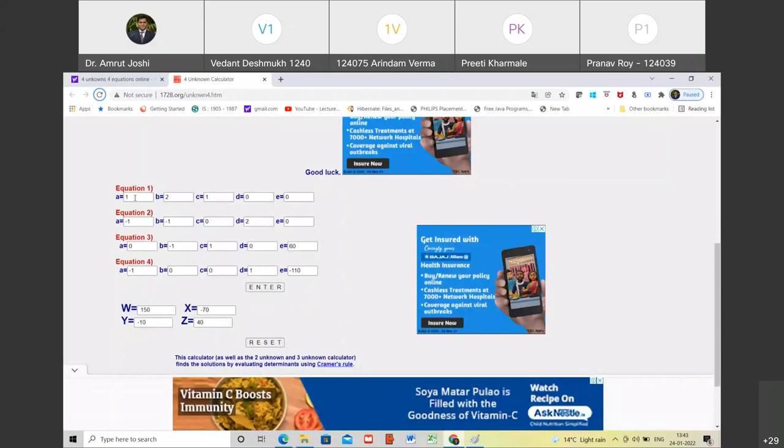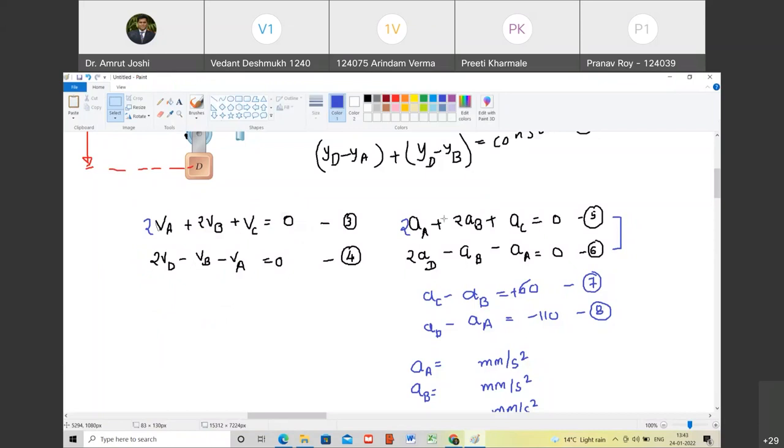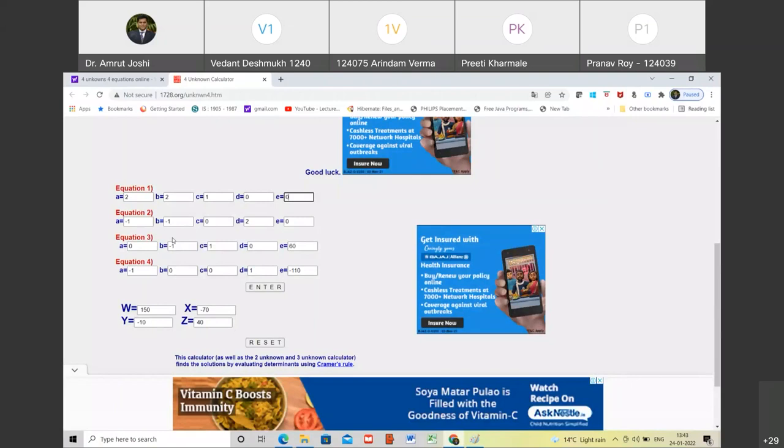Yes, sir. So 2, 2, 1, 0, 0. AD ka coefficient 0 hai. And right hand side mein 0 hai. Happy? Yes, sir. Woh maine yahan pe substitute kiya.